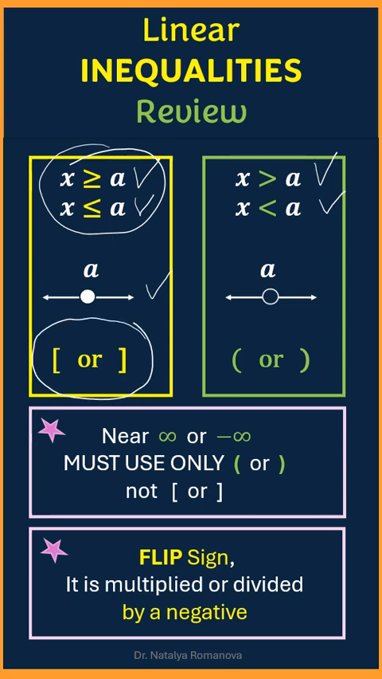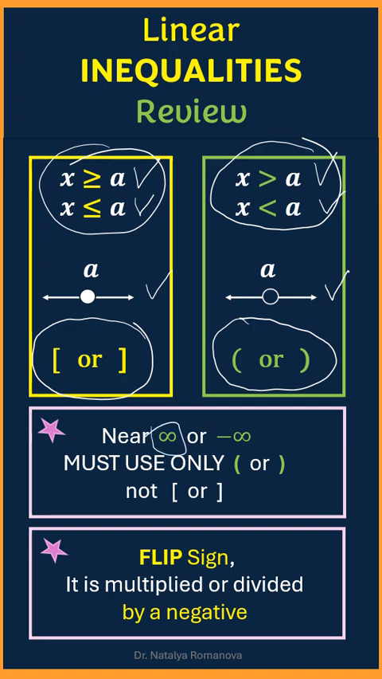When x is greater than a or x less than a, we use an open dot at a to show a is not included. For the answer, we must use only parentheses. Near infinity or negative infinity, we must use only parentheses, not brackets. Please remember, flip the sign if the inequality is multiplied or divided by a negative number.